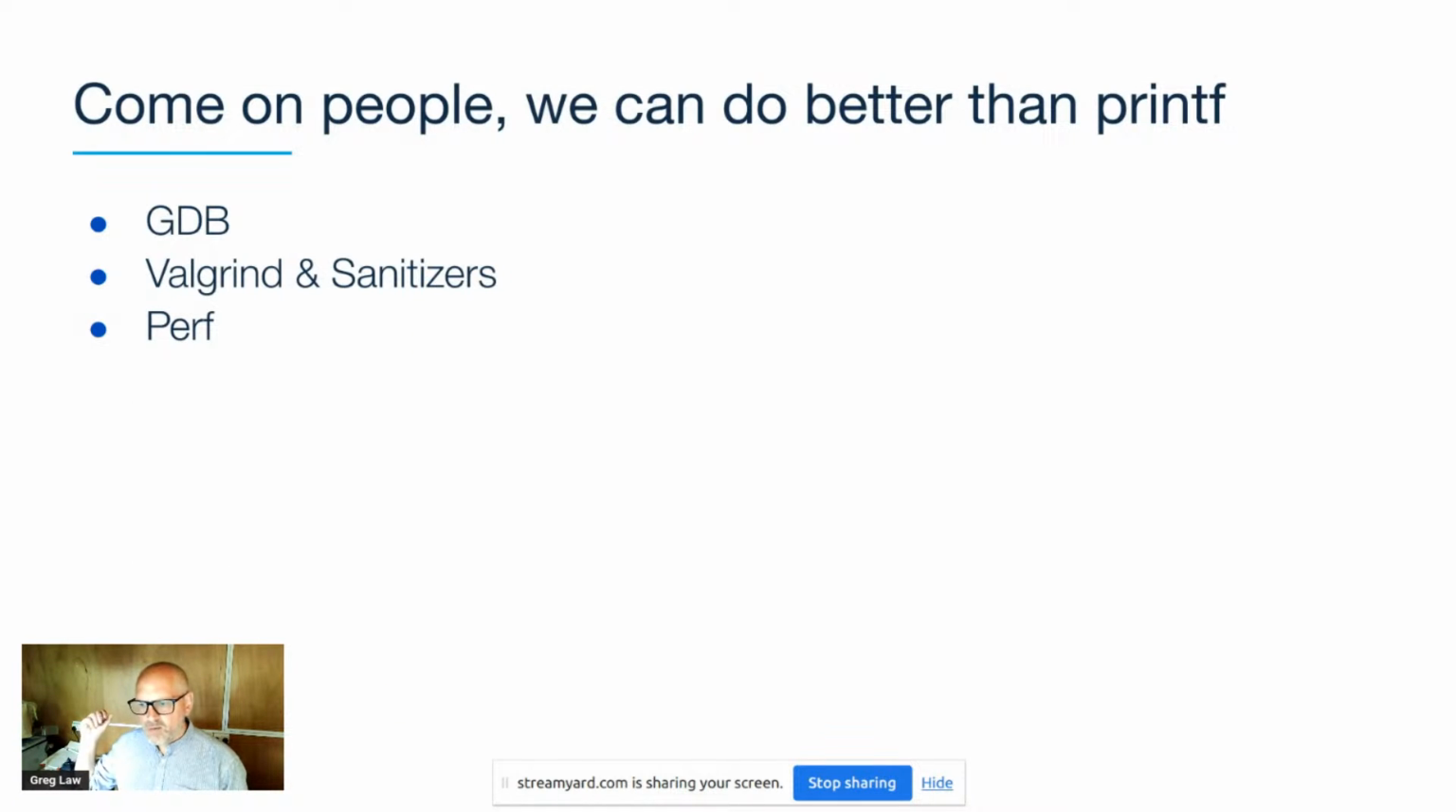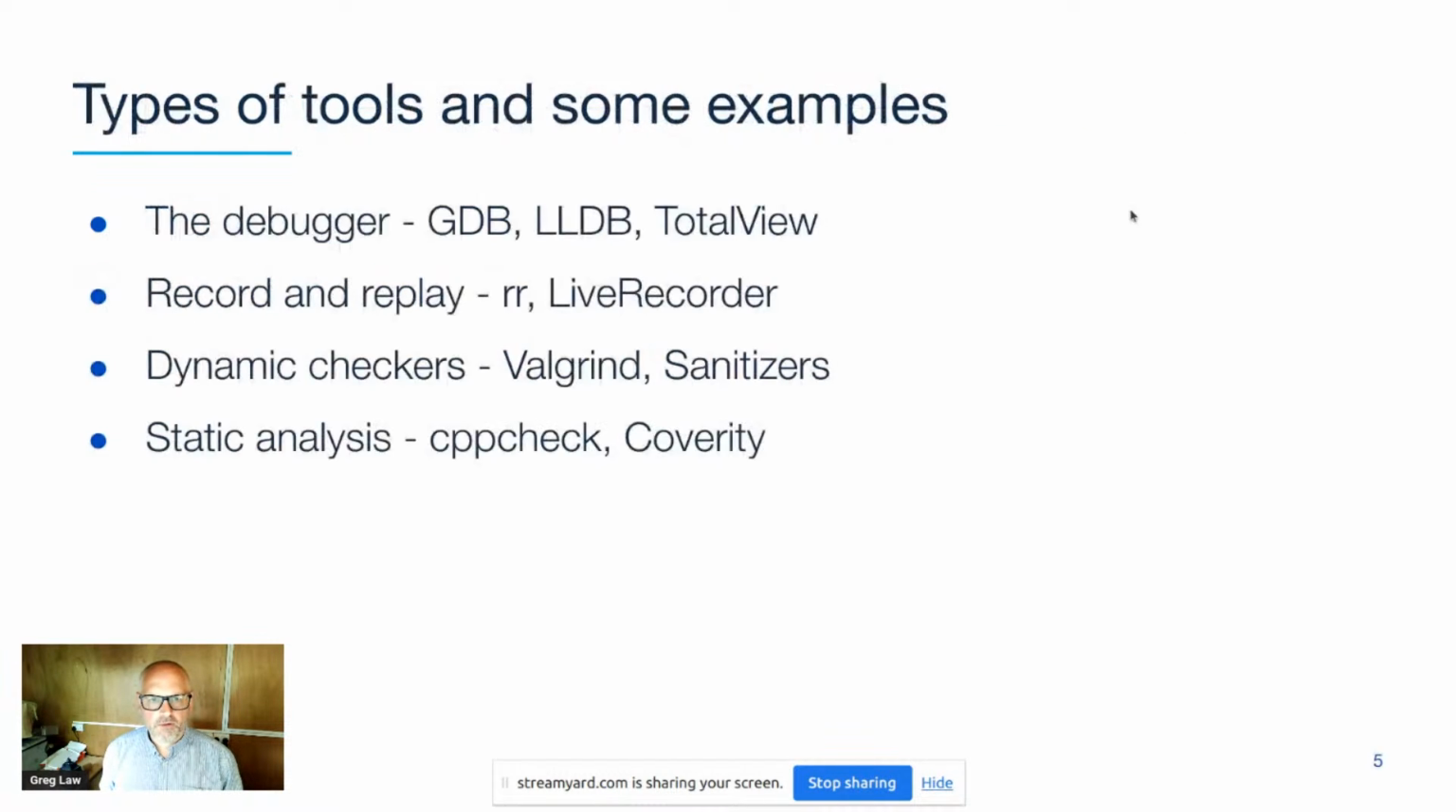So we can do better than printf. We've got all of these different classes of tools available. Now, I think most people most of the time don't use any of this stuff. Most of the time they just use printf. Sometimes printf is the right tool for the job, but often it's not. It's just easiest. So let's talk about the different categories of debugging tooling.